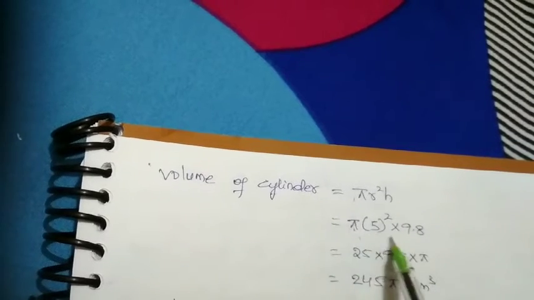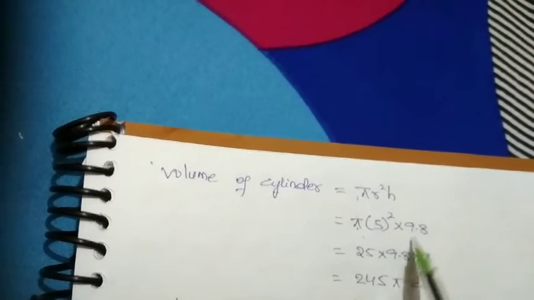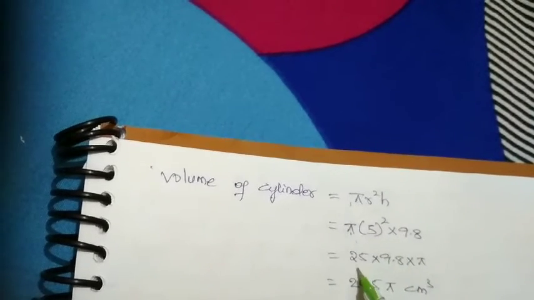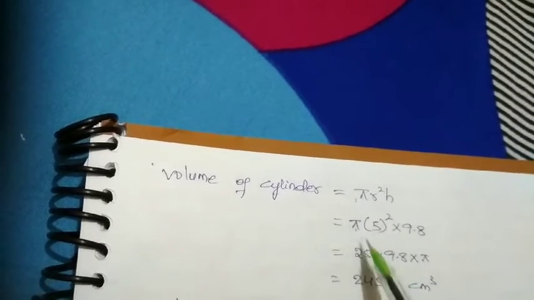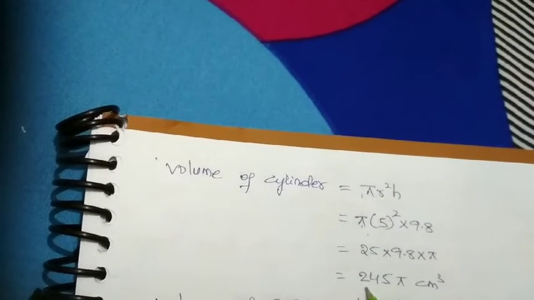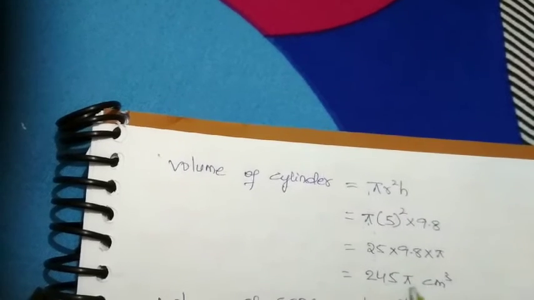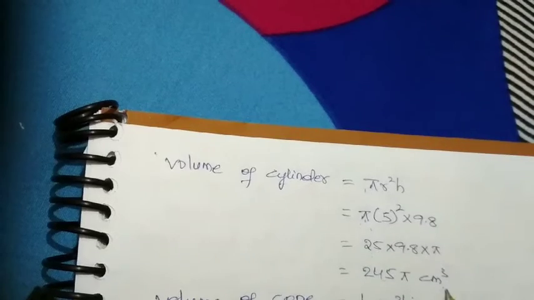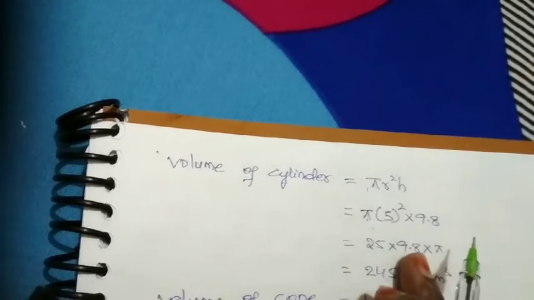The radius of the cylinder is 5. So 5 square into the height, which is 9.8. What is 5 square? It is 25. So 25 into 9.8 into pi. Now multiply these two. It will give you 245 pi. It is volume, so it will be in cubic units. So this is the volume of the cylinder.